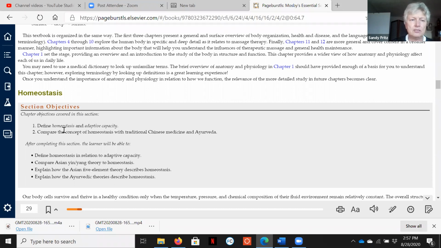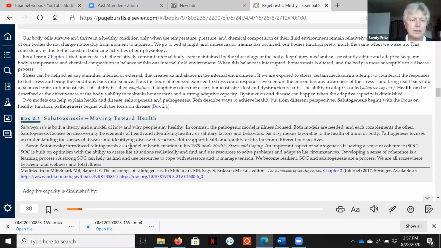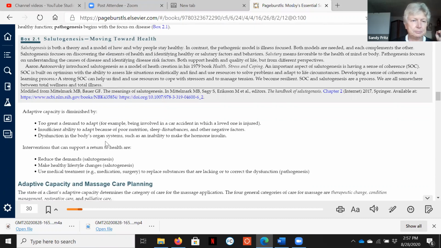Homeostasis is self-regulation, and it is part of how we have adaptive capacity. And then that also feeds into something called resilience. How can we bounce back? So the model that I want you to become familiar with is salutogenesis. And I've got a couple of YouTube links for you to take a more in-depth look into this. But it's moving towards health instead of trying to reverse pathology.